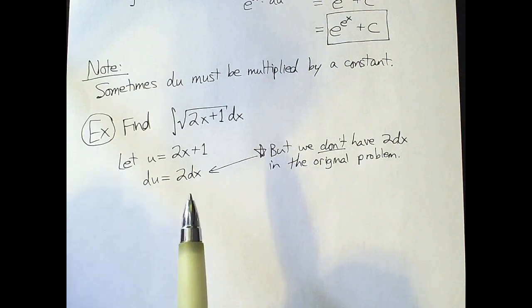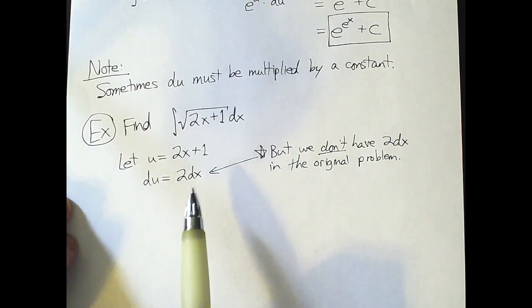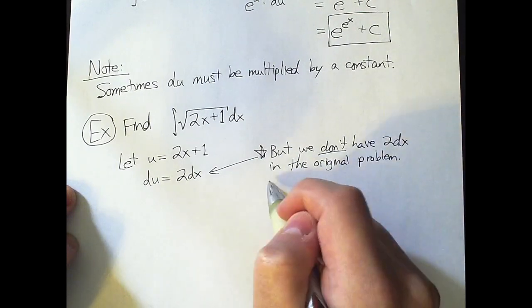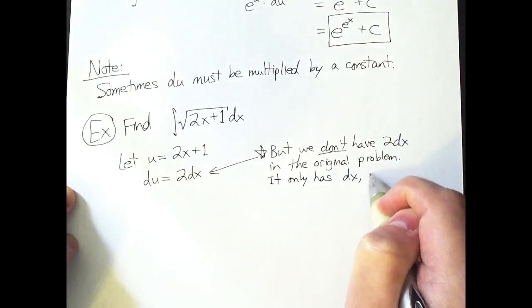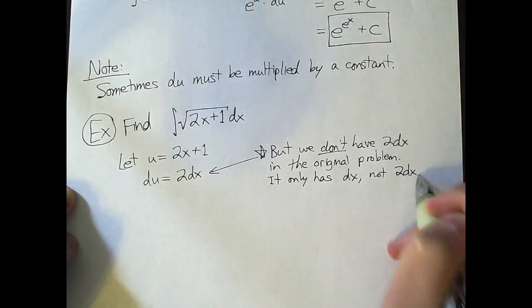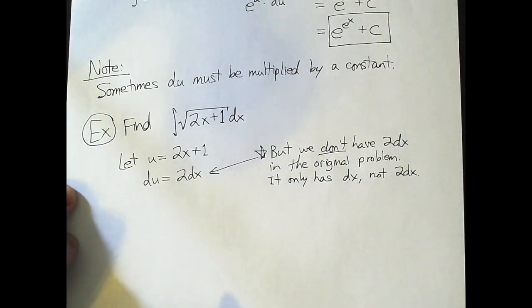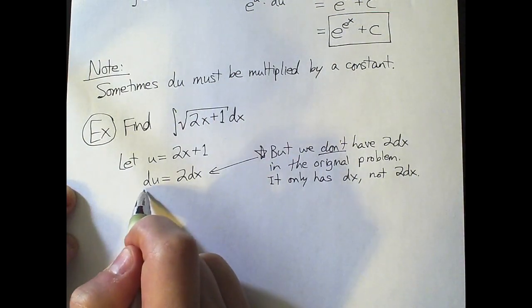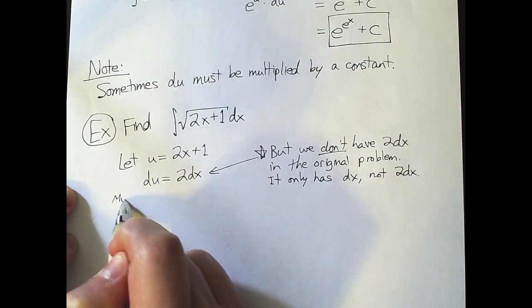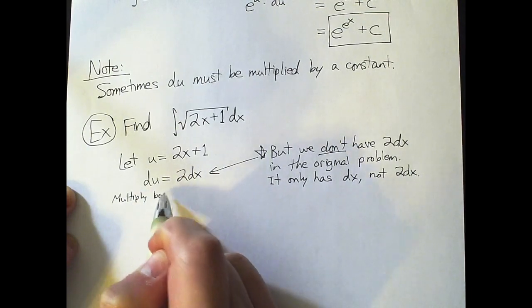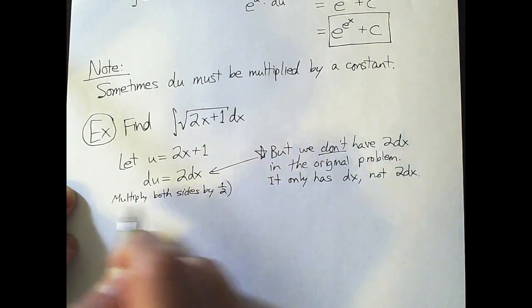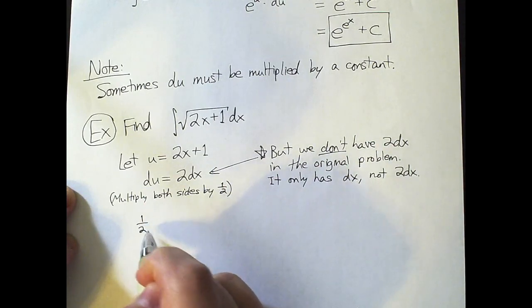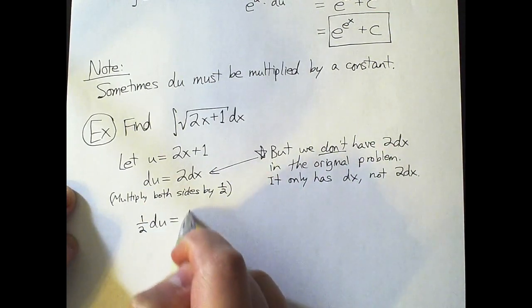This one is a little bit less convenient. The problem does not have a 2dx. It only has dx, not 2dx. The problem does have a dx. So here's the idea. Here's what we're going to do. We're going to take this and multiply both sides by the constant 1/2. And that's going to give me 1/2 du equals dx.